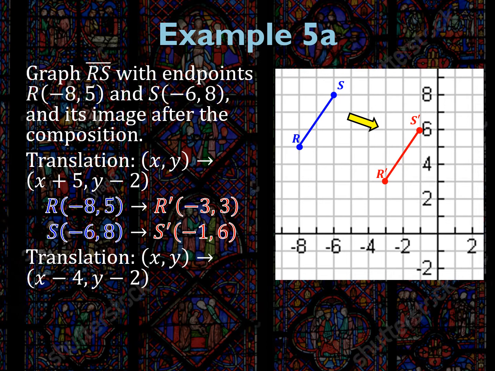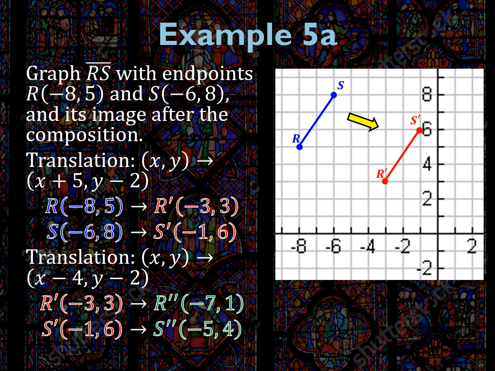The second transformation, remember composition is 2 or more, is also a translation. Now you're going to take this new image, R prime, S prime, and move it to the left 4 and down 2. So this becomes R double prime, S double prime. Take R prime, move it down 2, left 4, and you end up with R double prime at negative 7, 1 and S double prime at negative 5, 4.